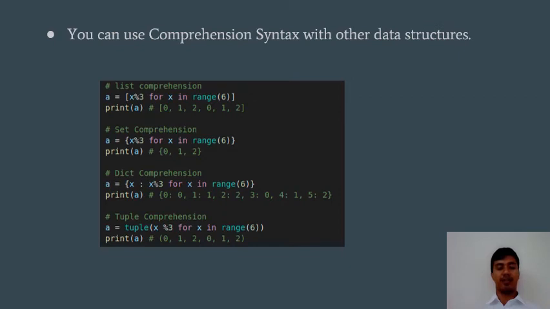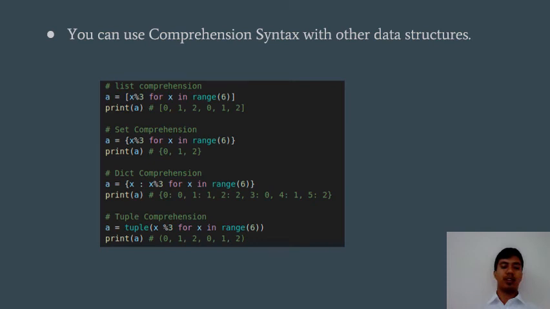If you add a key value pair separated by a colon, then the same set comprehension can be interpreted as a dict comprehension. So as you can see, the iterable value is the key 0, 1, 2, 3, 4, 5, and the modulus of the given key is the value 0, 1, 2, 0, 1, 2.